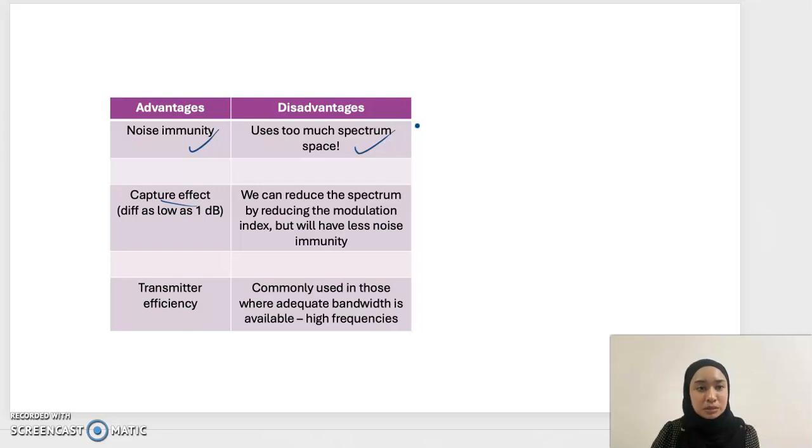However, we can reduce this by reducing the modulation index. We can control it by controlling the modulation index, but we'll have less noise immunity. The higher the modulation index, the better your noise immunity. The lower your modulation index, the less immune to noise we will be. FM signal is commonly used where adequate bandwidth is available. You need a lot of bandwidth for FM signal to be transmitted efficiently.